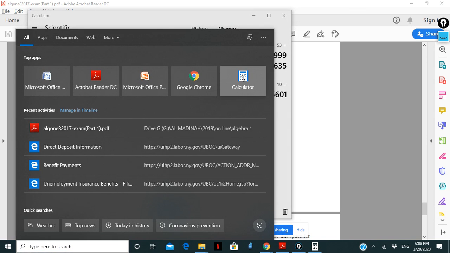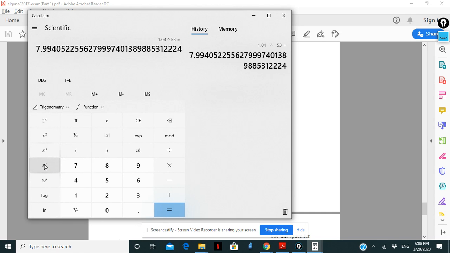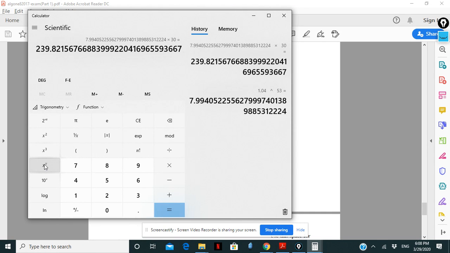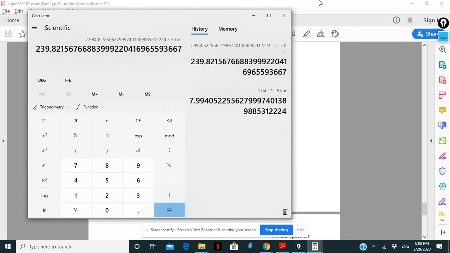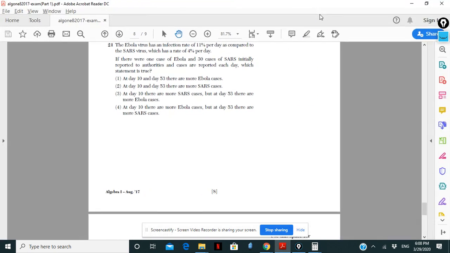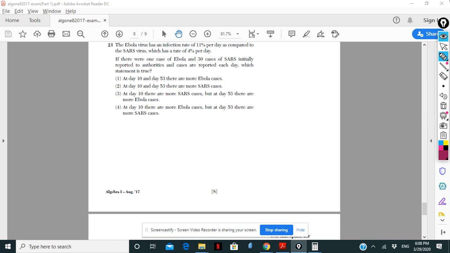Or let's have another calculator. So 1.04 to power 53, and that's exactly multiplying by 30. So you have 239, and here 252. So for sure, Ebola is going to be more in this day 53. Sorry, because I don't have a graphing calculator here, but I showed you on the other one, and I showed you here.